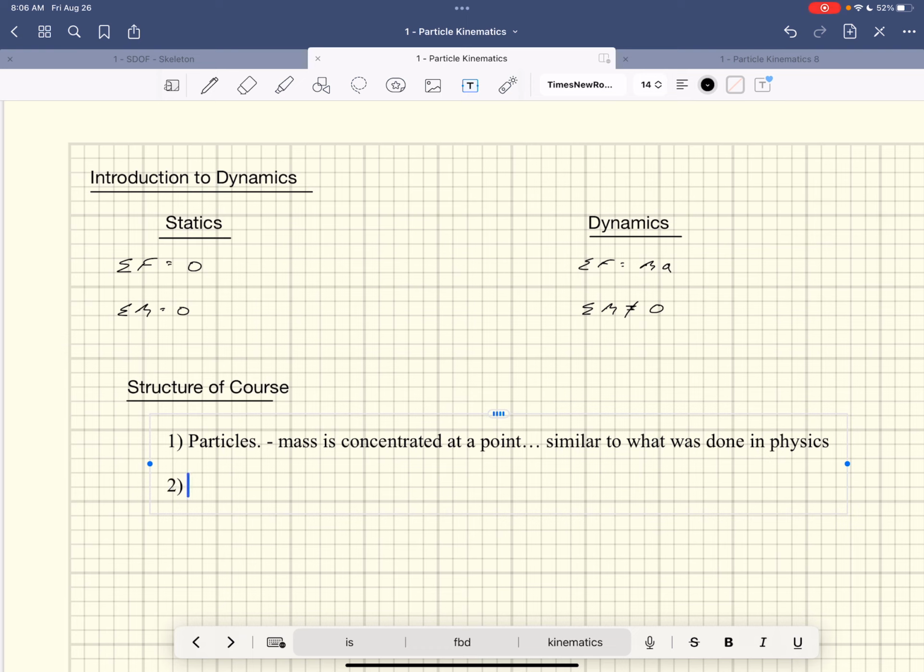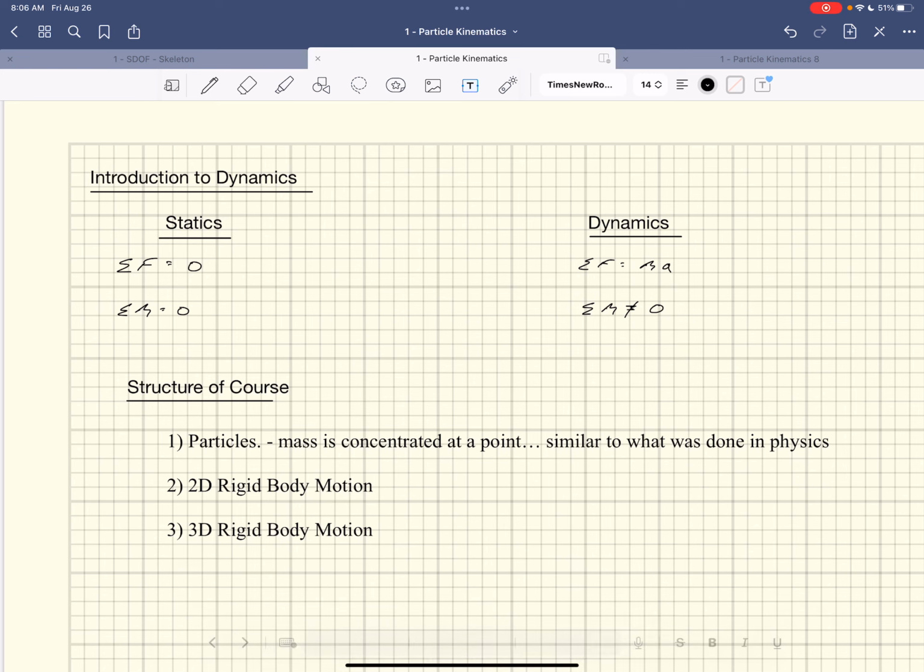The second topic we're going to cover is 2D rigid body motion. And the third thing we talk about is 3D rigid body motion. The stuff that we learn for particles, a lot of those topics we then carry on to 2D rigid bodies. And then what we learn about 2D rigid bodies, we carry on into 3D rigid bodies. So that's the structure of it. In particles, we have two quizzes. We have 2 quizzes in 2D rigid body dynamics, and then we have the final on 3D rigid body stuff. Okay, that makes up all of our quizzes.